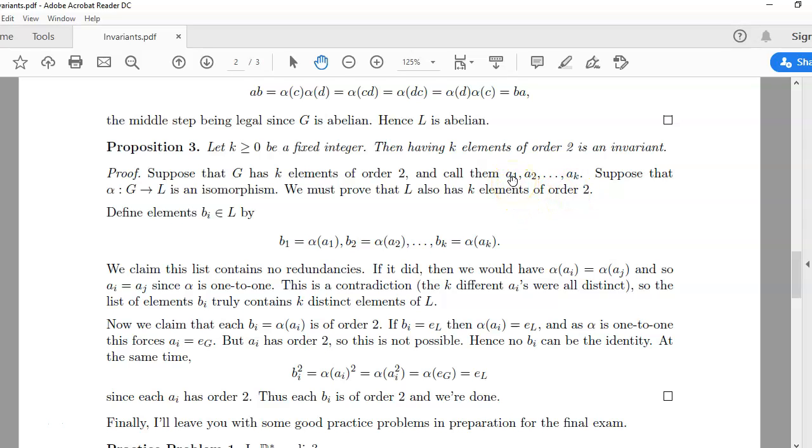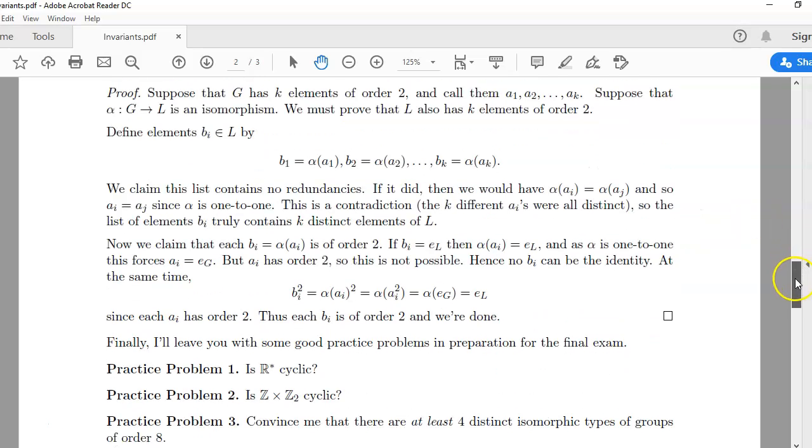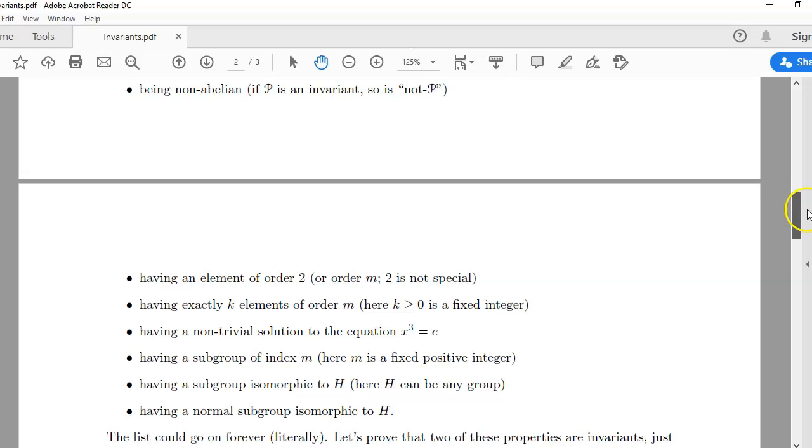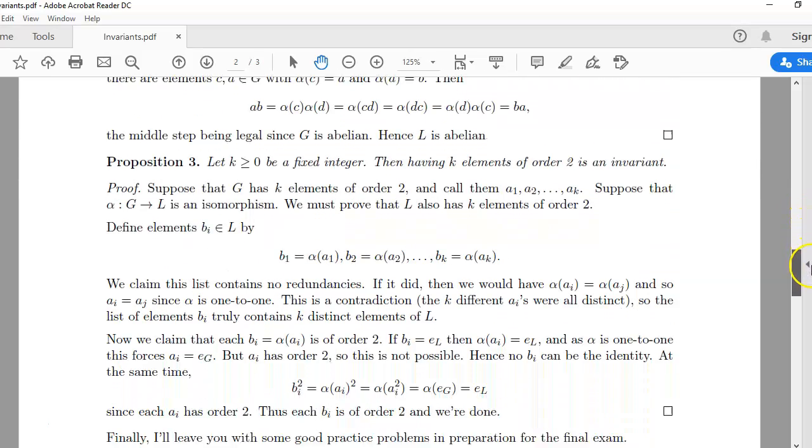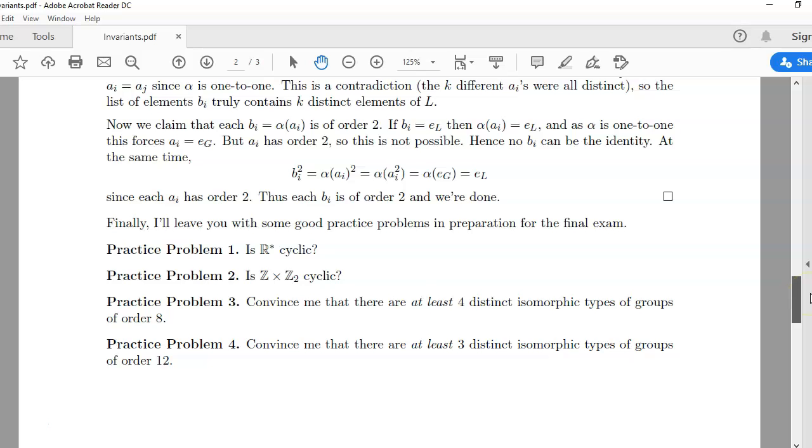You know that A1 had order 2 back in G. Your job is to produce elements of order 2 in L, so just push them forward under alpha. So take A1, apply alpha, call it B1. Take A2, apply alpha, call it B2. And then you argue that these guys are all different in L, so this is actually a list of k different elements. And then you argue that all these Bi are order 2, and they are, and you're done. So it's an invariant. I'll leave it to you to prove that the rest of these are invariants. It's kind of fun. It's a good challenging exercise to make sure you know all your definitions.